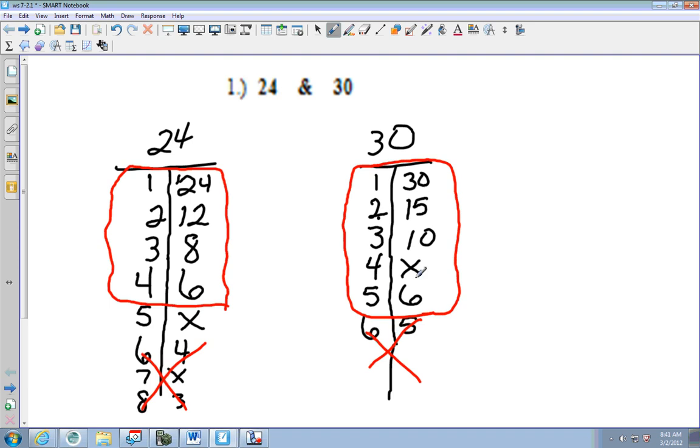What is the largest number over here that's in both of them? There's a 6 and a 6. My GCF, my greatest common factor, is 6. Okay, because that's the largest number that goes into both of them. Let's go to number 2.